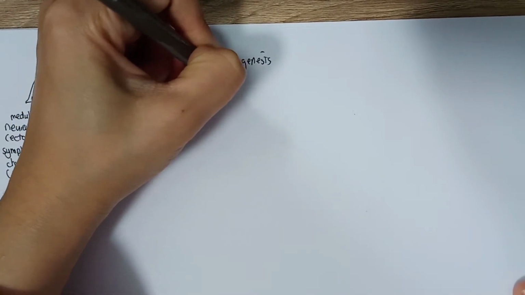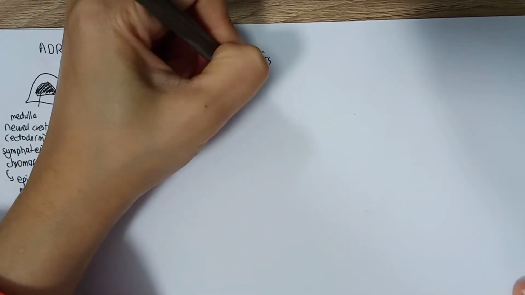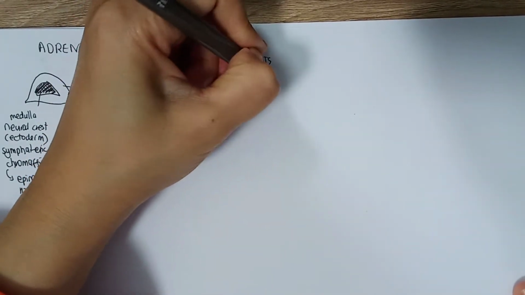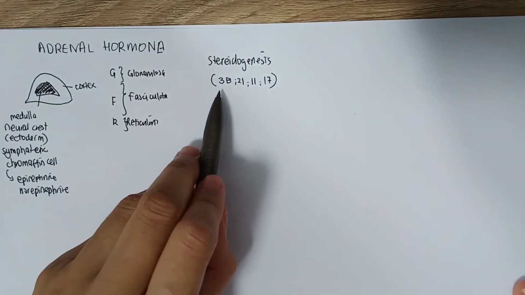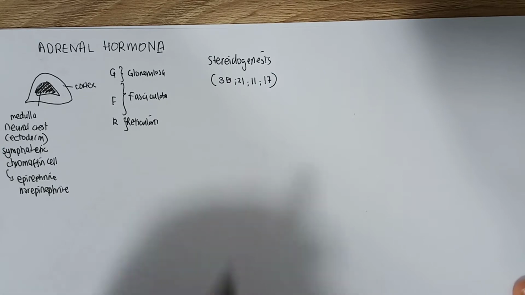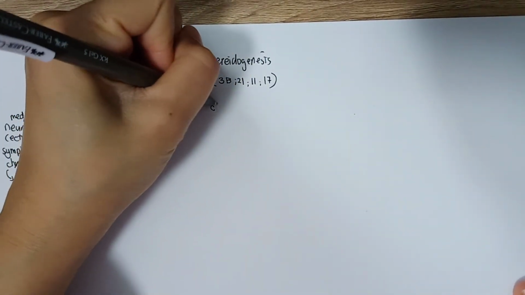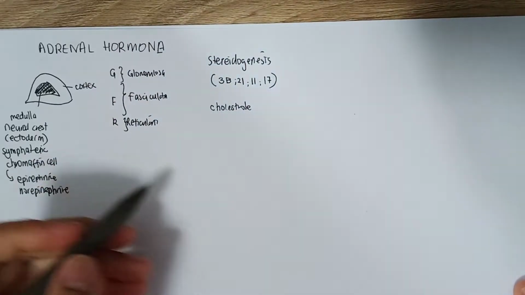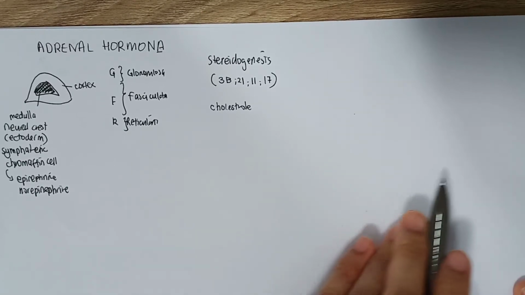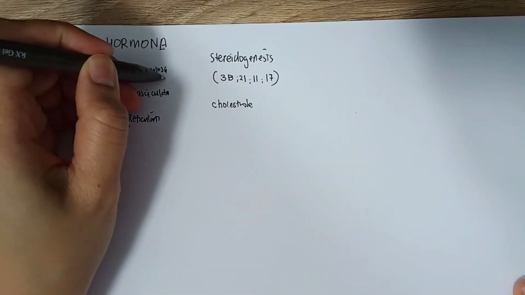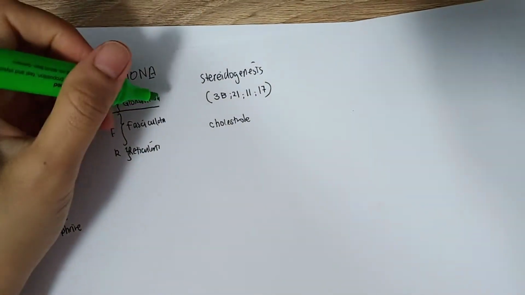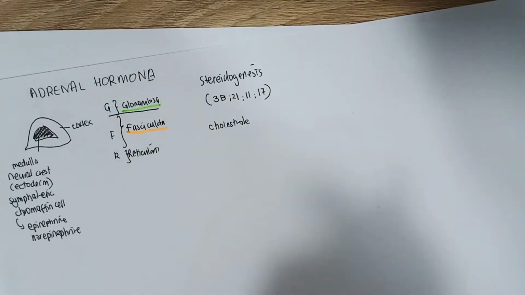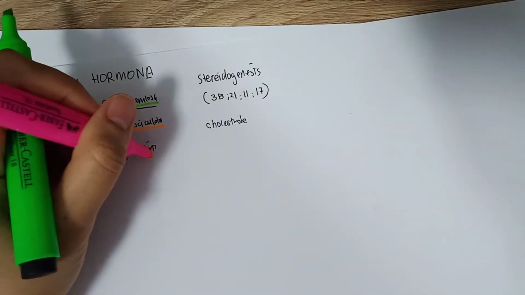And it is not difficult if you can remember these numbers: 3 beta, 21, 11, and 17. If you can remember 3 beta, 21, 11, and 17, basically you can easily remember the steroidogenesis pathway. So it starts from the cholesterol. This pathway, I'll sketch in accordance to the layers themselves: the glomerulosa, the fasciculata, and also reticularis.